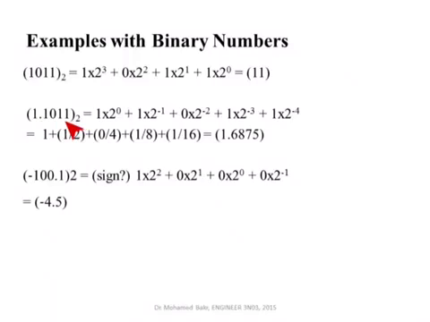So this number here, if you try to see it, it is 1. 1 multiplied by 2 to the power 0 is 1. This one here will give you 1 by 2 to the minus 1, so 1/2. This 0 multiplied by 2 to the minus 2 is 0. This here 1 multiplied by 2 to the minus 3, 1/8. This is 1 multiplied by 2 to the minus 4, 1/16. So if you sum all these, you get 1.6875.